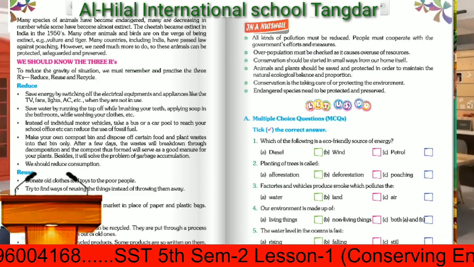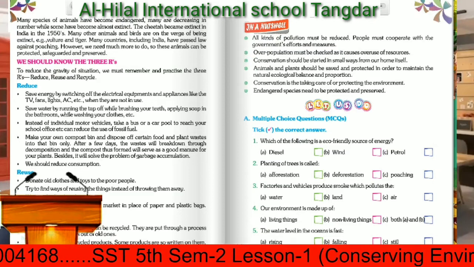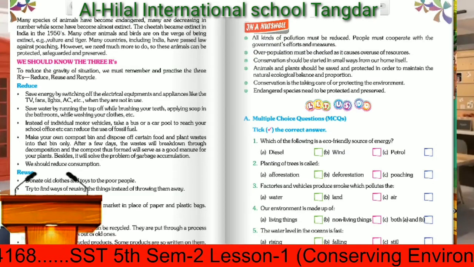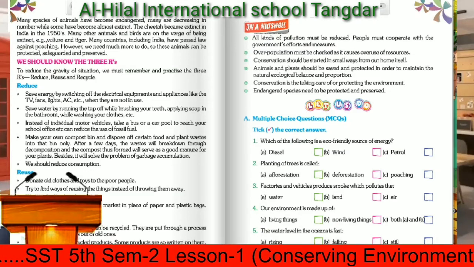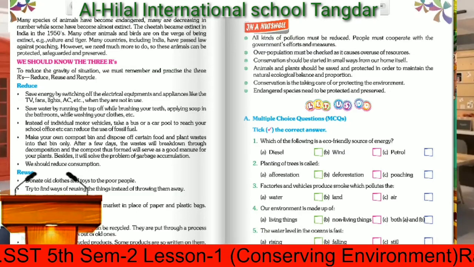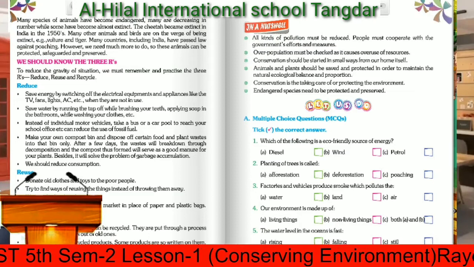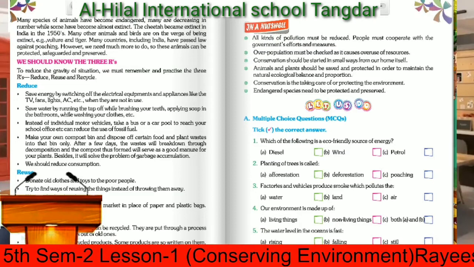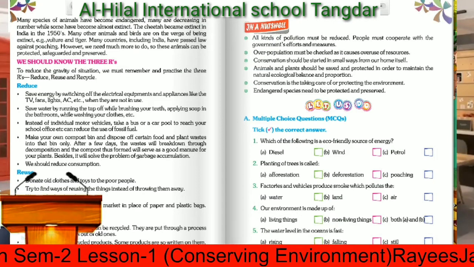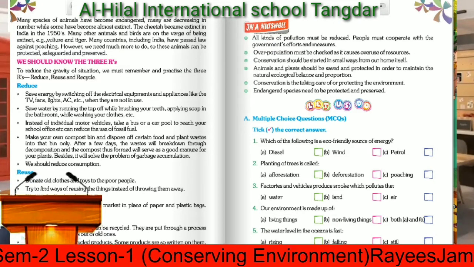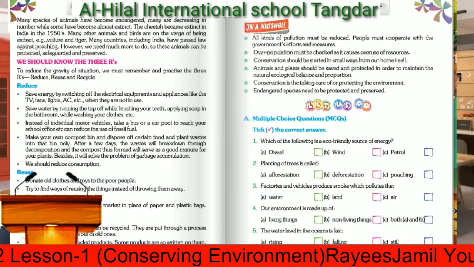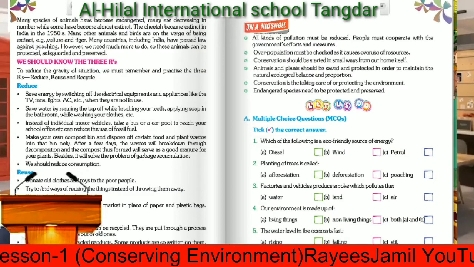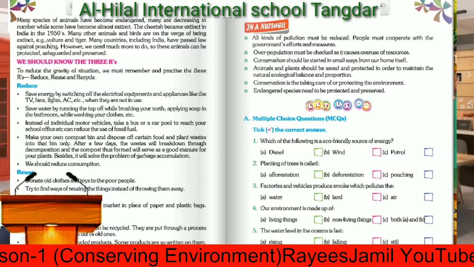In a nutshell, all kinds of pollution must be reduced. People must cooperate with the government's efforts and measures. Overpopulation must be checked as it causes overuse of resources. Conservation should be started in small ways from our home itself. Animals and plants should be saved and protected in order to maintain the natural ecological balance and proportion. Conservation is the taking care of or protecting the environment. Endangered species need to be protected and preserved.